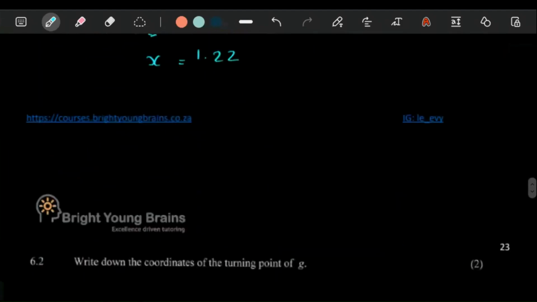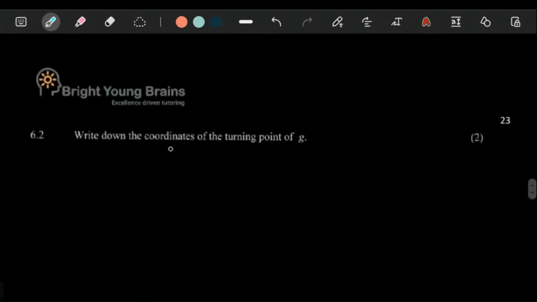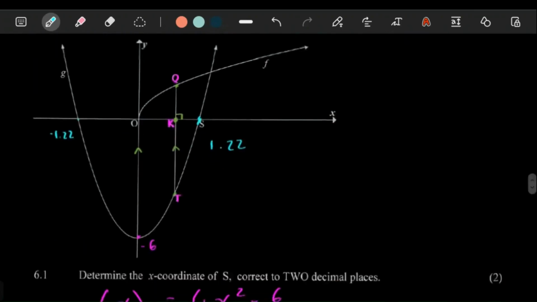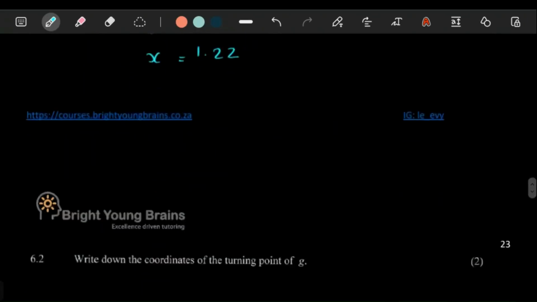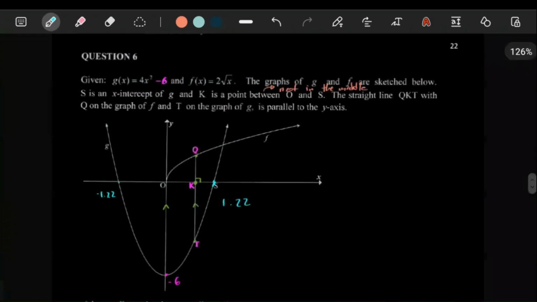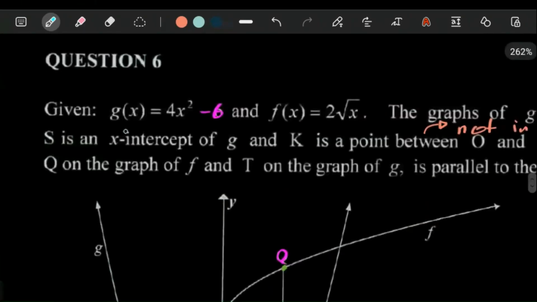So let's move on to 6.2, which says write down the coordinates of the turning point of G. We already said that one was quite straightforward, so this should be very easy marks. We said the x value is 0. The y value is -6 because this is what gives us the y-intercept, and we can see that it's at -6, the x value is 0. The reason we know that this graph has not been moved to the left or to the right is because of the format that we're seeing here.